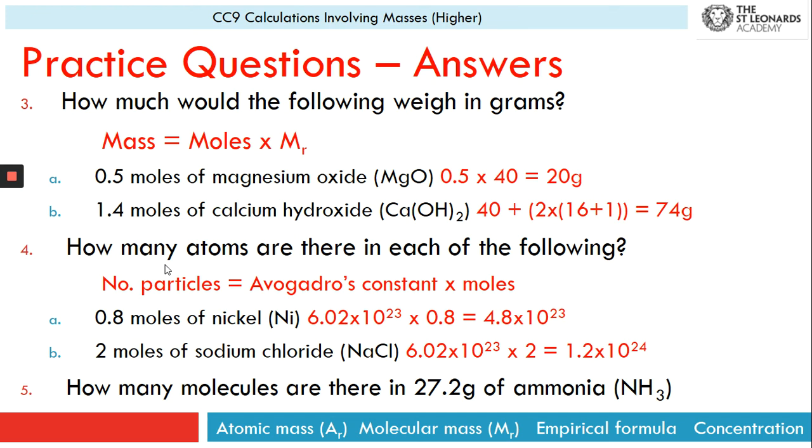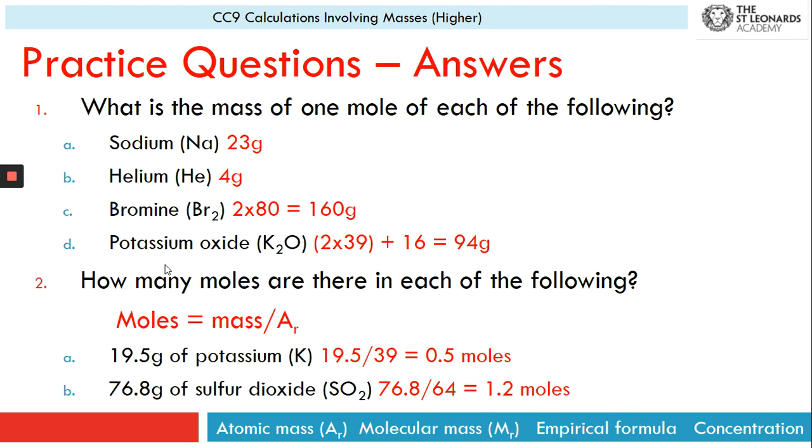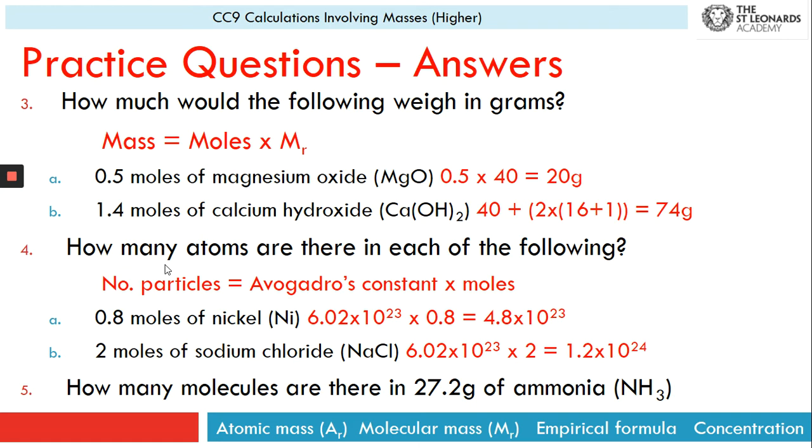Right, so the next set of questions, we've got number 3, how much would the following weigh in grams? So the mass equals moles times MR. That's the equation we need to use on this one. So like the last one, but we rearranged the equation this time. Mass equals moles times MR, our relative formula mass. So A, 0.5 moles of magnesium oxide. So we do 0.5 times the relative formula mass of magnesium oxide, which is 40. So that means the mass, how much it weighs, is going to be 20 grams.